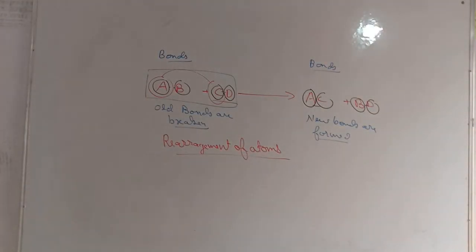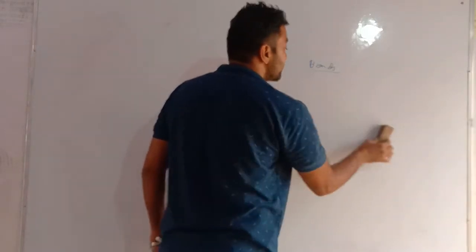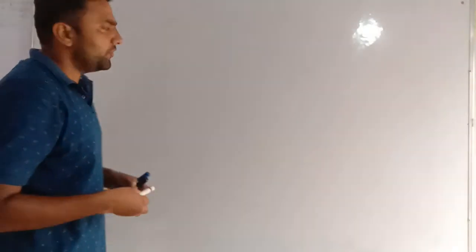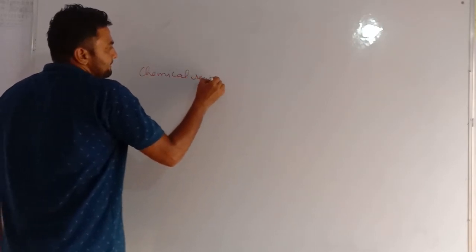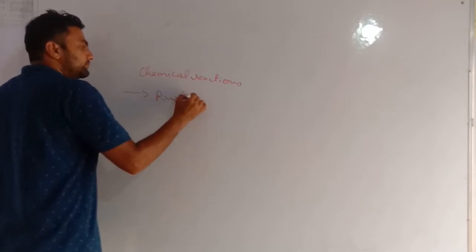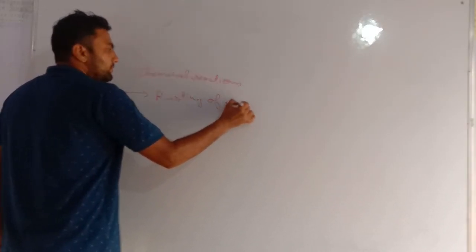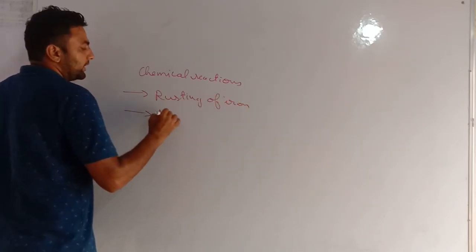Okay my dear students, it is a very common thing. If any chemical reaction takes place, we get some hints or indications that yes, a chemical reaction has taken place. If we don't get these indications, it means no chemical reaction has taken place. Just for example, I will give you common examples of chemical reactions: rusting of iron, and after that, milk converting into curd.